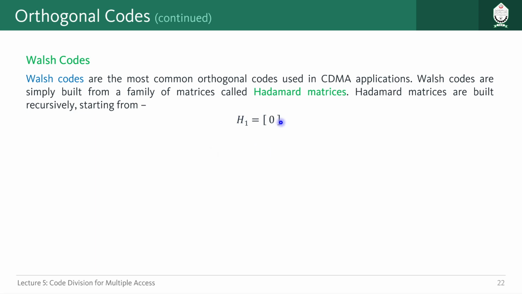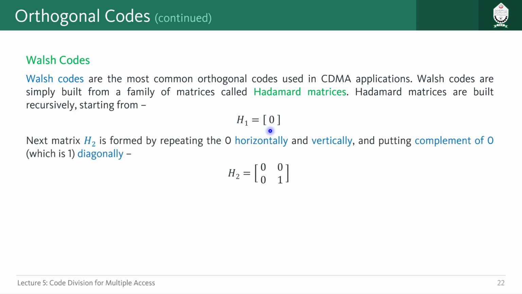Okay, so it starts from this particular matrix H1, which is the first member of the Hadamard family. This is just a matrix with a value of 0. Then the next member of that family, H2, is formed by repeating this 0 horizontally and vertically in the new matrix, and diagonally we are going to put the complement of 0, which is 1, right?